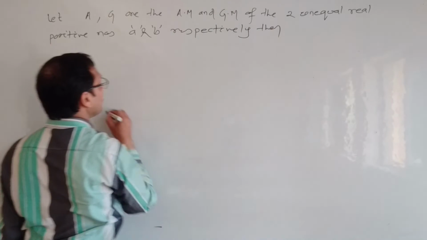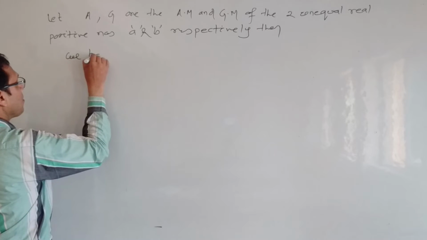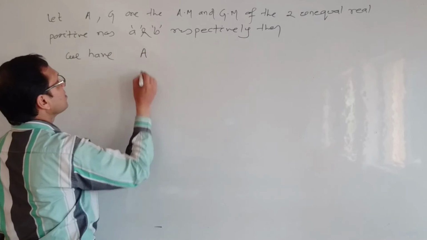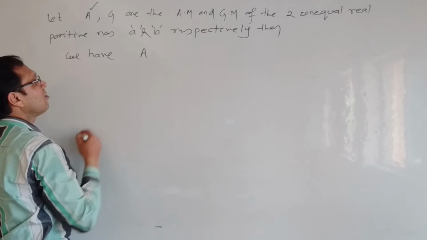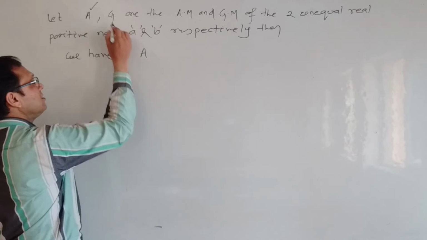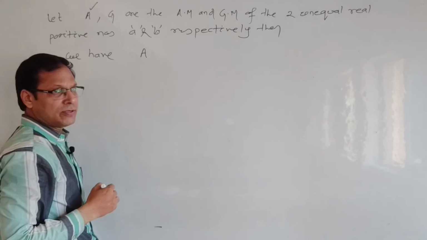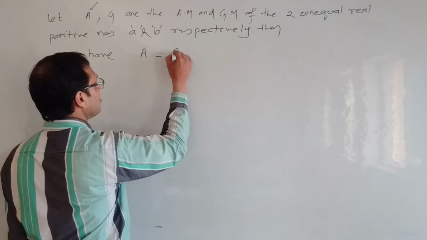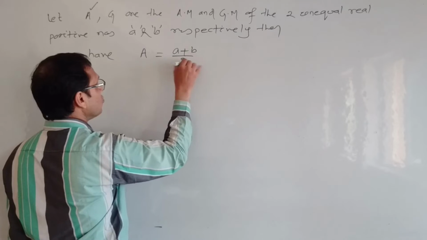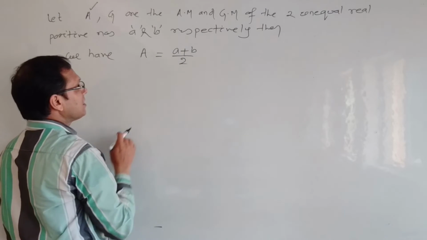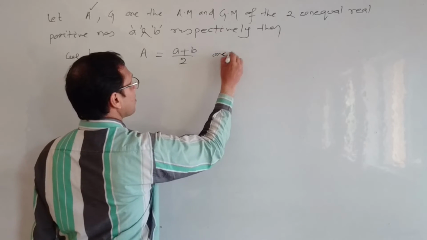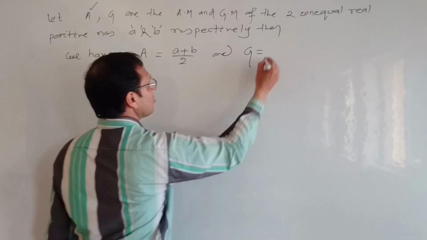Then we can find A minus G. So A is the arithmetic mean of the two numbers a and b, and G is the geometric mean of the two numbers a and b. So you can find A, that is A is equal to (a plus b) by 2 with the help of the formula for arithmetic mean, and G is equal to root over ab.